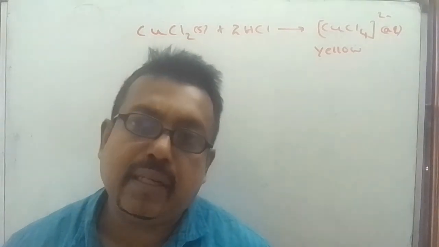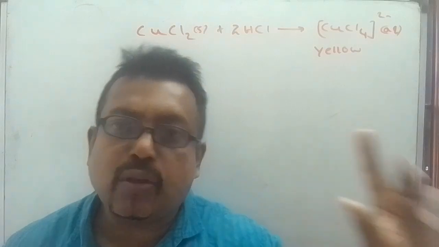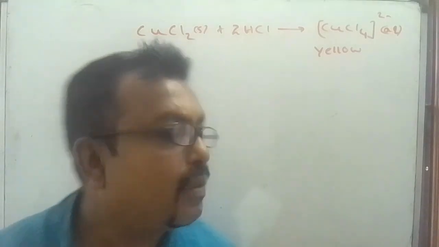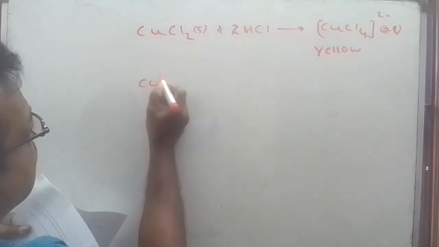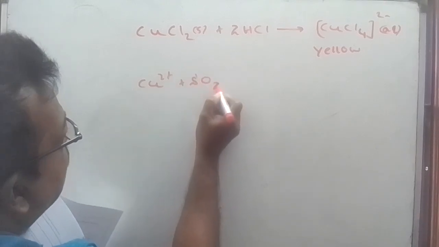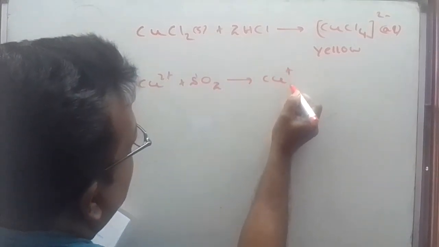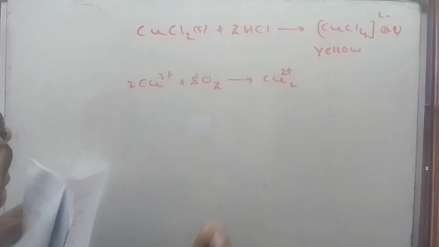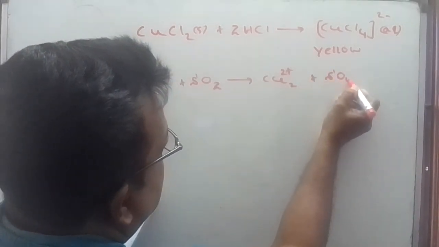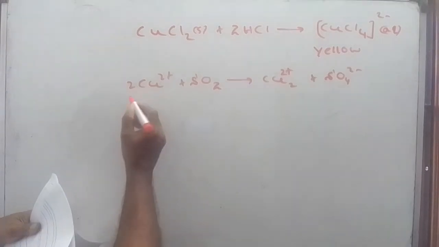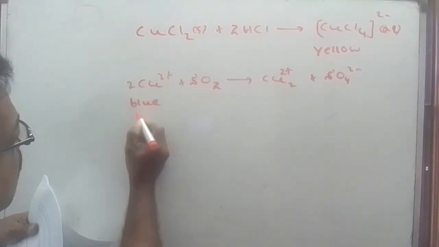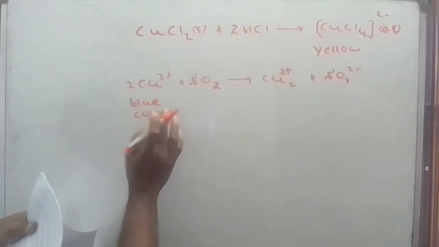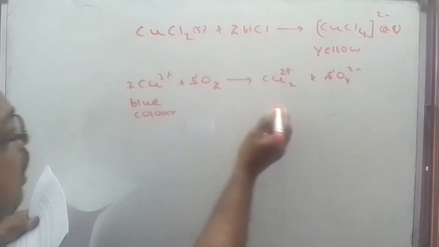Then what can happen when sulfur dioxide is passed into the solution of copper 2 plus? Here you need to understand, in that case, copper 2 plus ions are reduced by sulfur dioxide to copper 1 plus ions, cuprous ions, and sulfur dioxide turns to sulfate. So the initial blue color of the copper 2 plus solution becomes colorless.